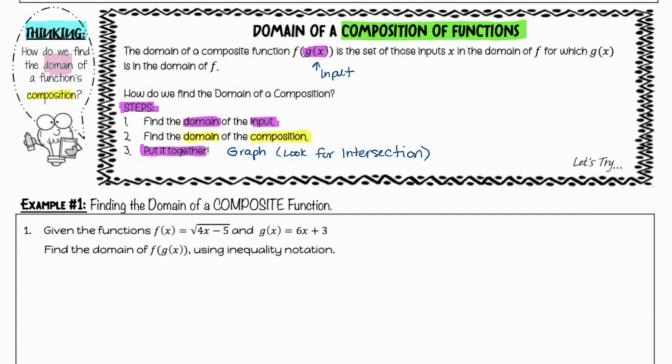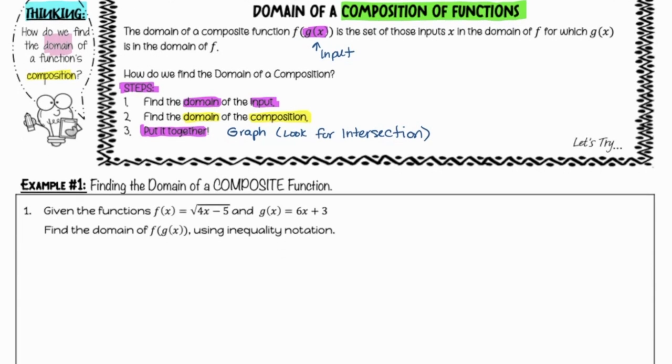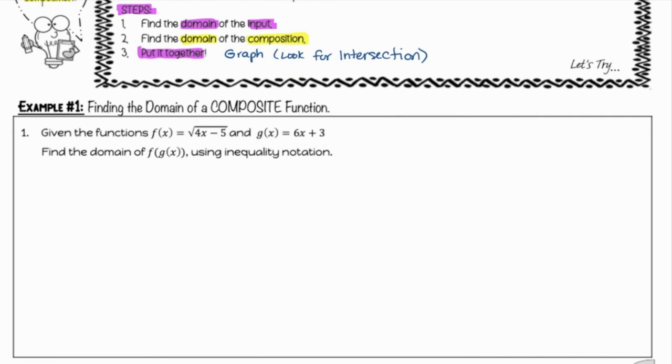So let us look at our first example, taking those 3 steps. So here we have been given our f function and our g function. What we want to do is find the domain of the composition, which is f composed of g of x, using inequality notation. So I am going to do our steps. Number 1 says that we want to find the domain of the input.